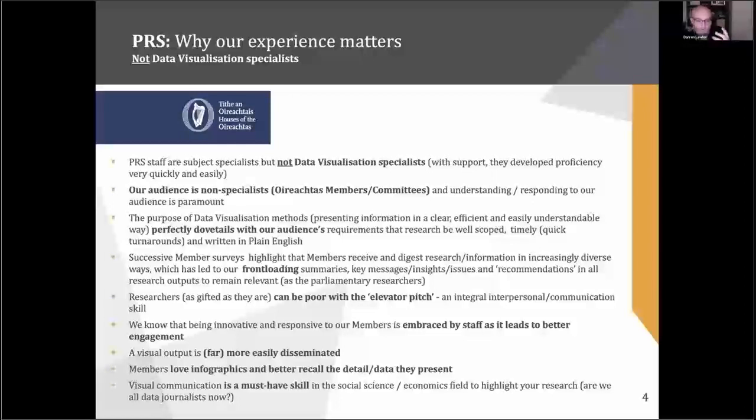But the purpose of data visualization, generally speaking, is presenting information in a clear, efficient, easily understandable way, and it perfectly dovetails with our audience requirement for information to be well scoped, timely, and written in plain English.